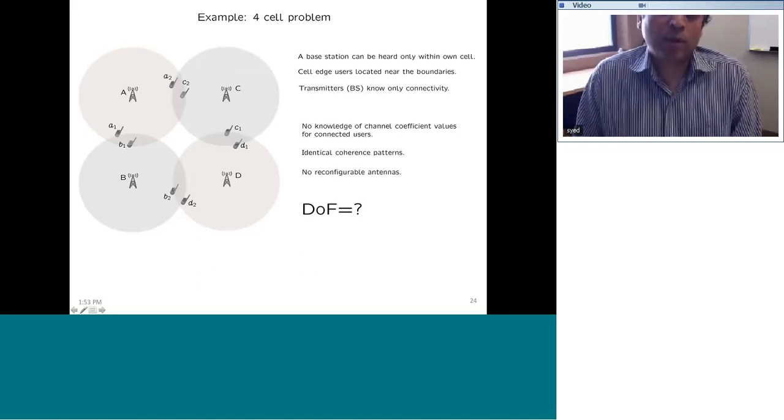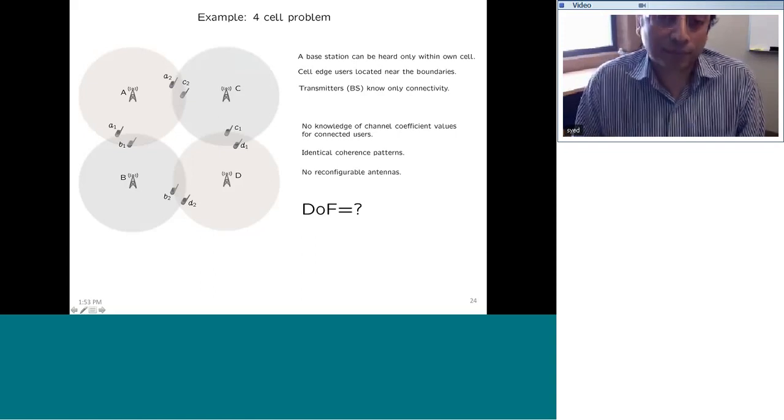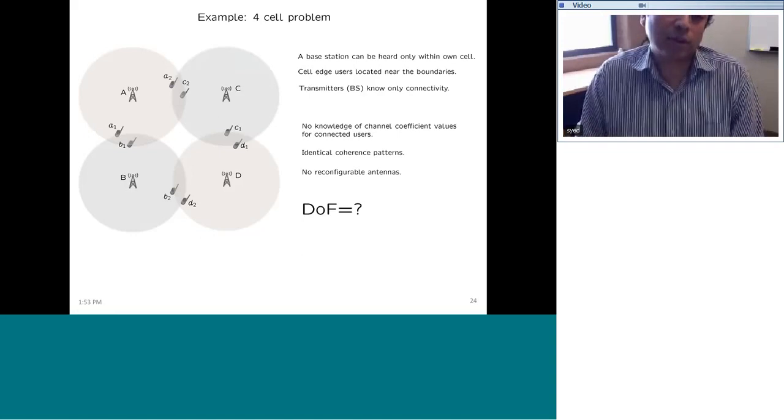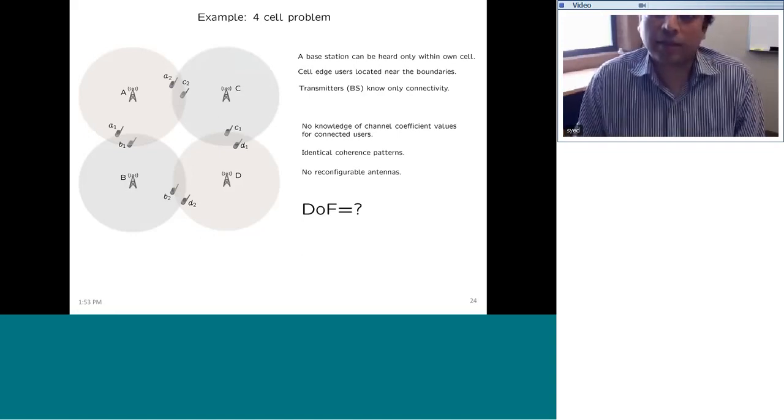What do the transmitters know? The transmitters know only the connectivity. The transmitter knows that A2 and C2 can hear transmitter A. And for example, C1, D1 cannot hear, but it does not know the channel values. And there are identical coherence patterns. There's no reconfigurable antennas, and so on. So what is the degrees of freedom of this setting?